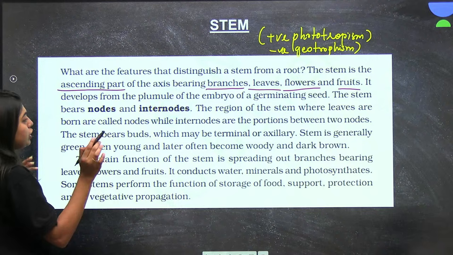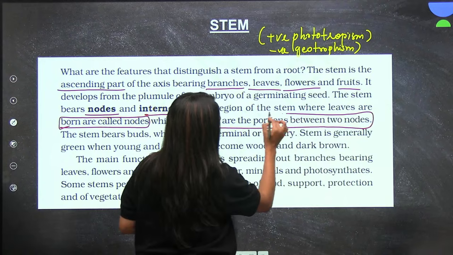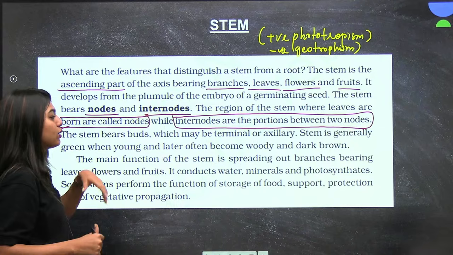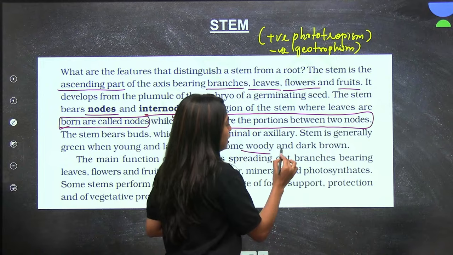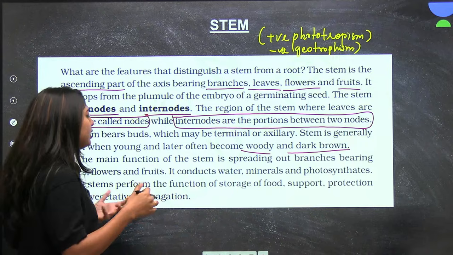I already told you about nodes and internodes. The region of the stem where the leaves are born is called your nodes. Very important. And internodes are the portions between the two nodes. The stem bears buds which may be terminal or axillary. Axillary will be between. Stem is generally green when young and later becomes woody and dark. The main function of the stem is spreading out branches, bearing leaves, flowers, fruits, and also to conduct water and minerals. They also help in vegetative propagation.